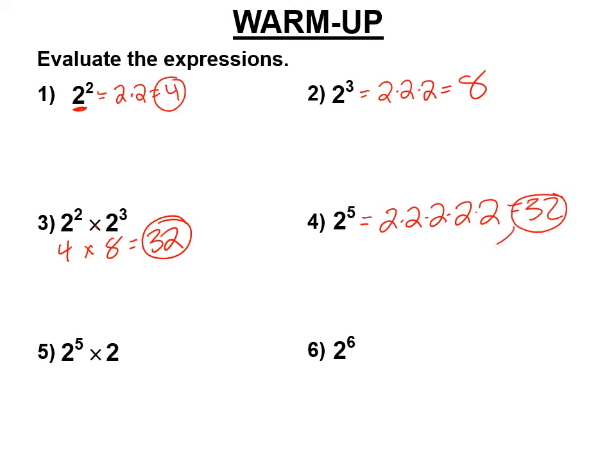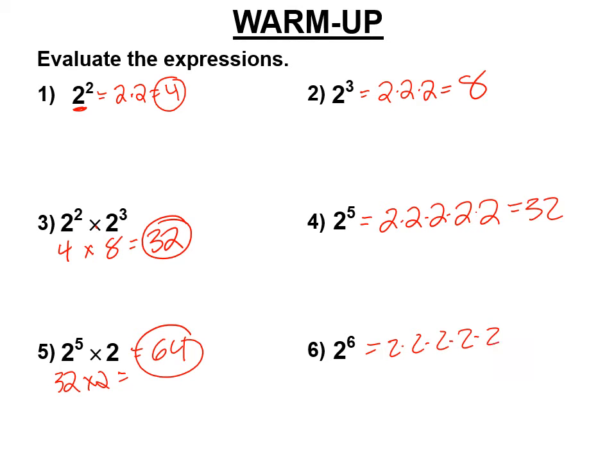2 times 2 is 4, times 2 is 8, times 2 is 16, times 2 is 32. Well, these two had the same answer. And we're going to go over why that is today. 2 to the 5th, we just said, is 32, and 32 times 2 is 64. And 2 to the 6th is 2 times 2 times 2 times 2 times 2 times 2. And that also turns out to be 64. That makes sense, right? Because 2 to the 5th was 32, and we multiply by 2, you get another 2 to the 6th, or 64.